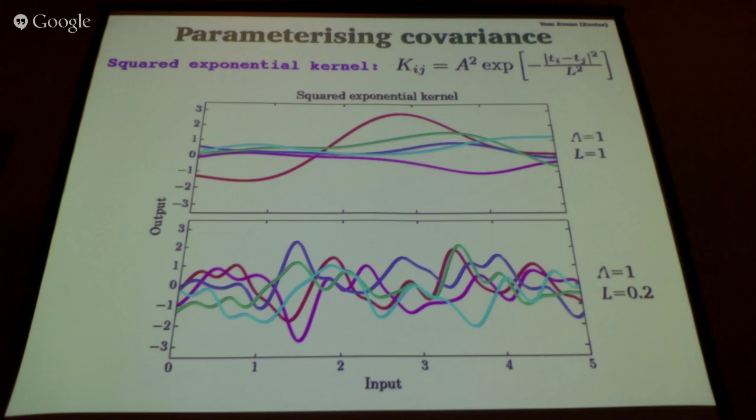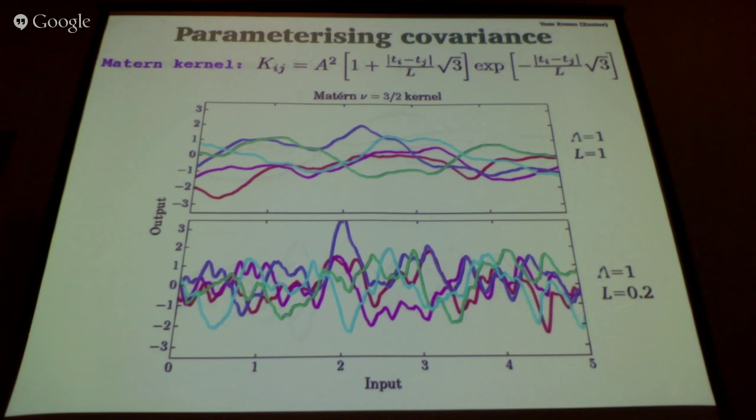And it turns out that that actually describes a really quite rich and diverse function space of smooth continuous functions. So I've just plotted some random draws from a squared exponential kernel here. And the same thing down here, but with a shorter correlation length scale to illustrate the effect that that has.